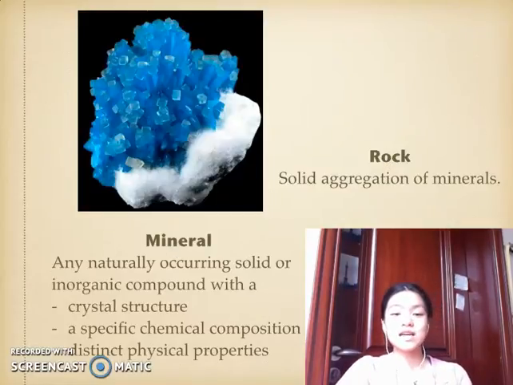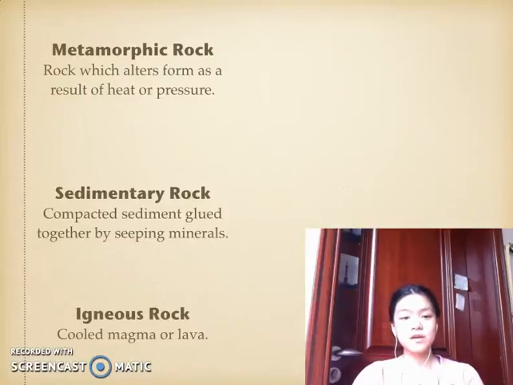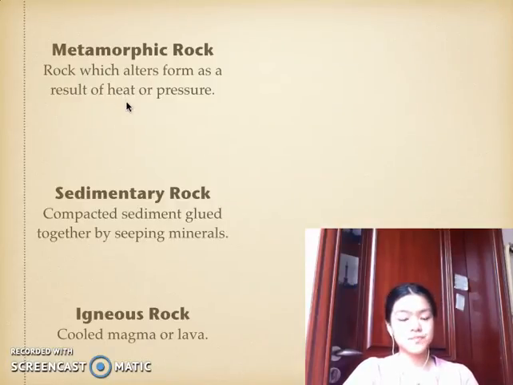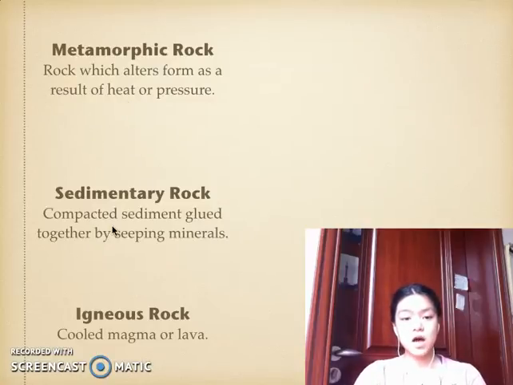There are 3 types of rocks: metamorphic, sedimentary, and igneous. Metamorphic rock is the type of rock which alters form as a result of heat or pressure. Sedimentary rock is compacted sediment glued together by seeping minerals, and igneous rock is cooled magma or lava.